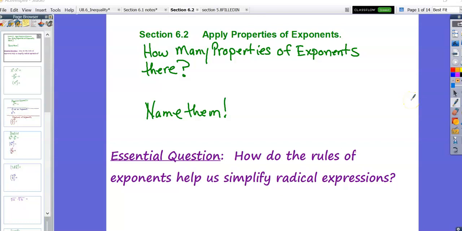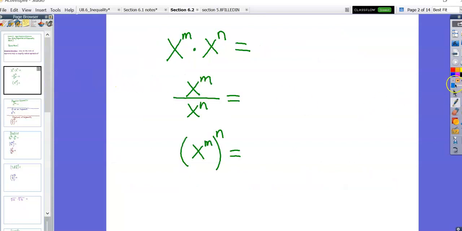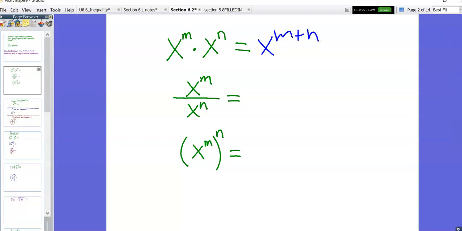All right, today we are going to talk about 6.2, and the essential question is how do the rules of exponents help us simplify radical expressions? So we're going to just quickly review some of the exponent rules. If you have x to the m power times x to the n, all you do is add the exponents. If you're dividing exponents with the same base, you just subtract them. And for the power to a power rule, you would multiply them.